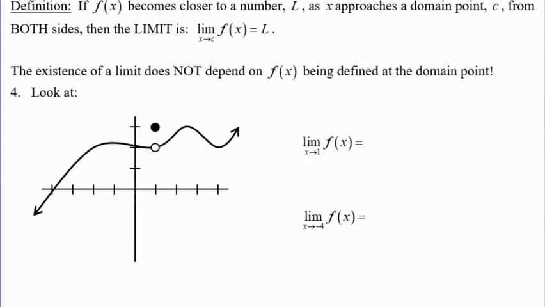Let's take a look at this graph here. First, we want to figure out what is the limit as x approaches 1 of f of x. So we want to look at what's happening as we approach from the left and from the right. So this graph from the left and the right is getting closer to a y value of 2. So this limit will be equal to 2. However, f of 1 is equal to 3 because we have a closed dot at (1, 3).